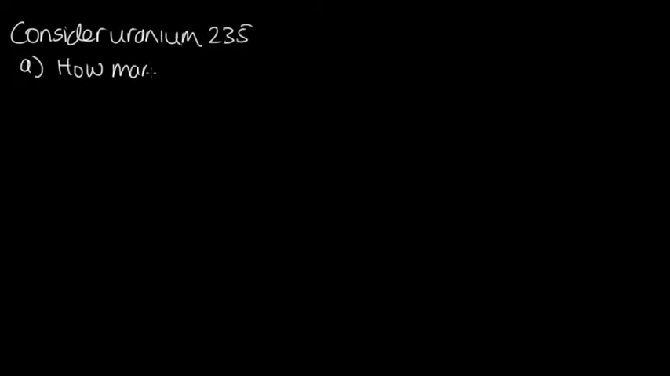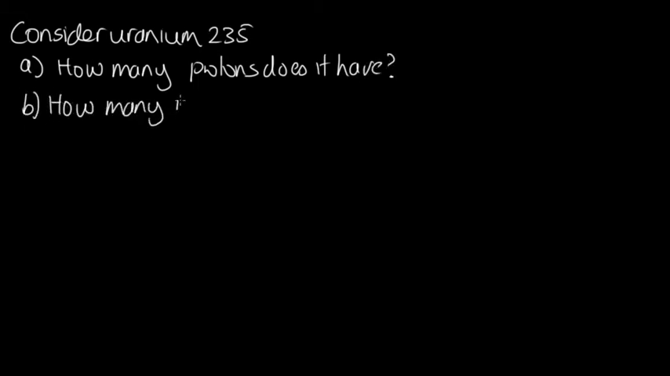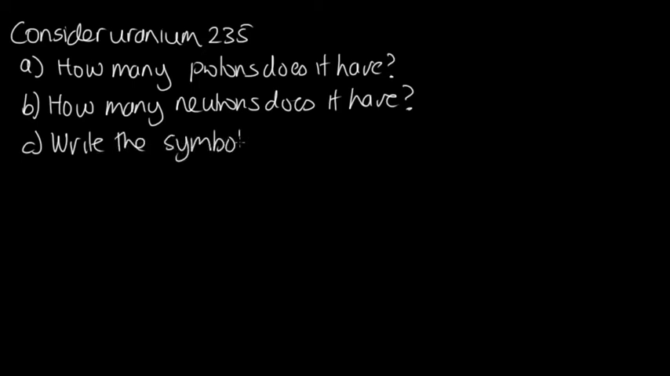So let's have a look at an example now. So consider uranium-235. Part A, how many protons does it have? Part B, how many neutrons does it have? Part C, write the symbol for this isotope.